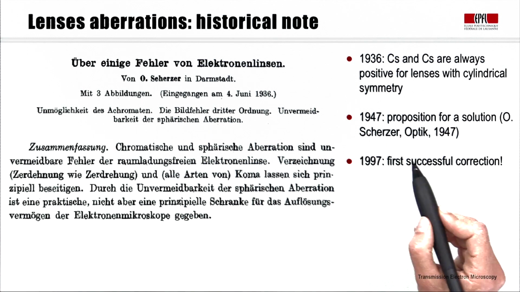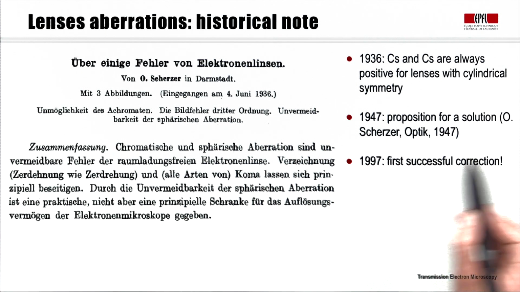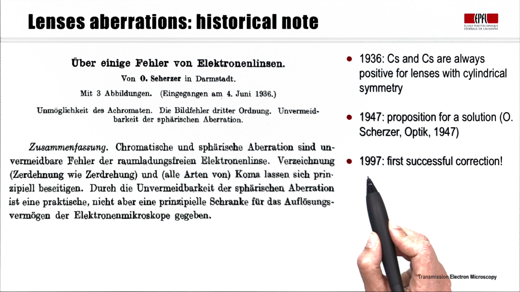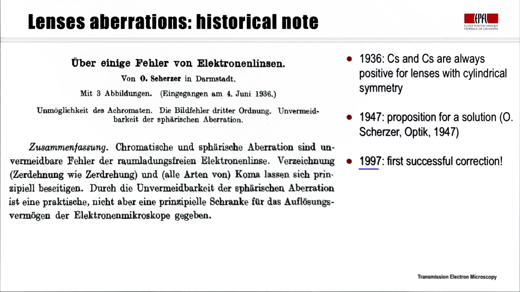And the same Otto Scherzer proposed only 11 years later some solutions for this. And one of them is to break the cylindrical symmetry. But building such a piece of equipment was so challenging and so difficult that the first successful correction of a TEM came only in 1997.